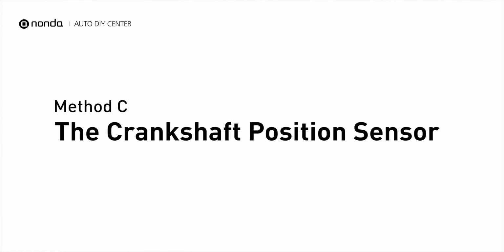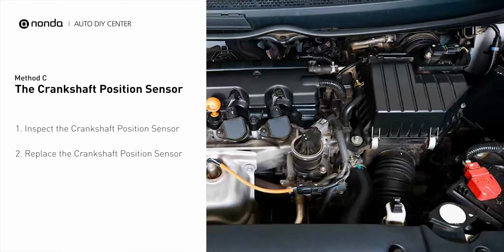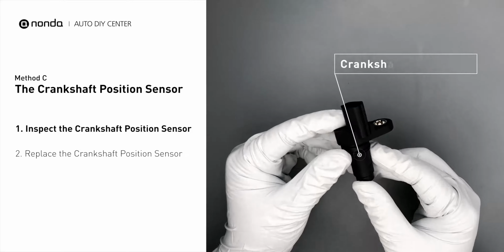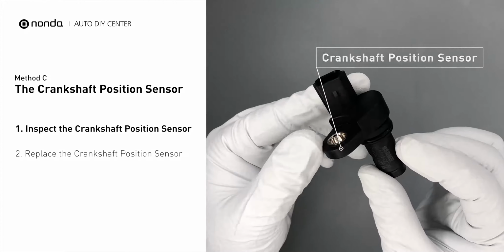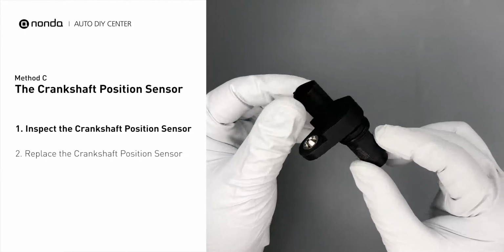Method C. The Camshaft Position Sensor. The camshaft position sensor is located in the valve cover near the top of the engine, or it can be located at the front or rear of the cylinder head. First, carefully remove the camshaft position sensor from the vehicle. Visually inspect the sensor to make sure it hasn't been contaminated by a leak from another engine component.